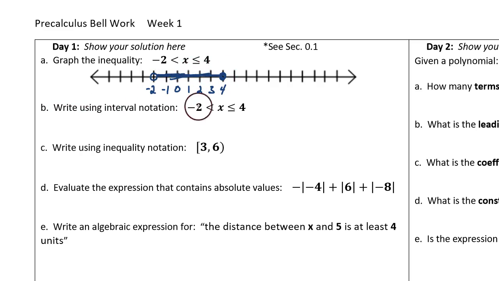Now question B, we have that same inequality, but we're asked to use interval notation. So interval notation uses a parenthesis to correspond to an open dot, and it uses a bracket to correspond to a closed dot. So this less than symbol, again, doesn't have the "or equal to," so it will be a parenthesis -2, comma, and then over here, this 4, this time it does have the "or equal to" symbol, so that's going to be a bracket.